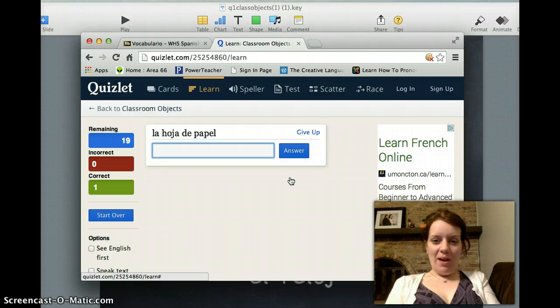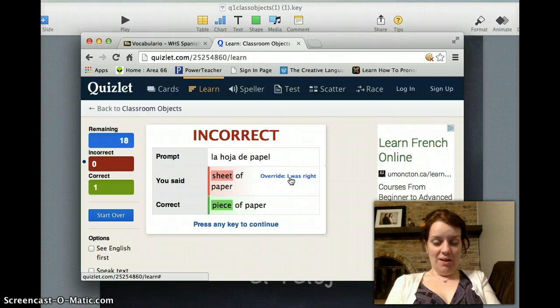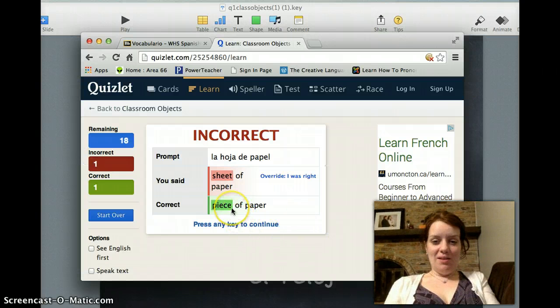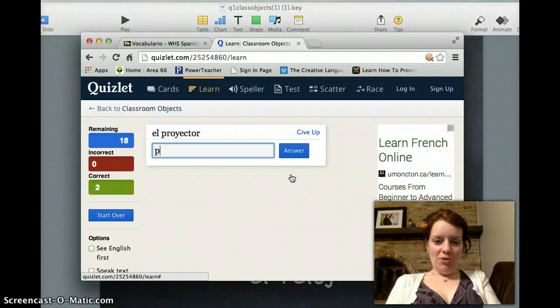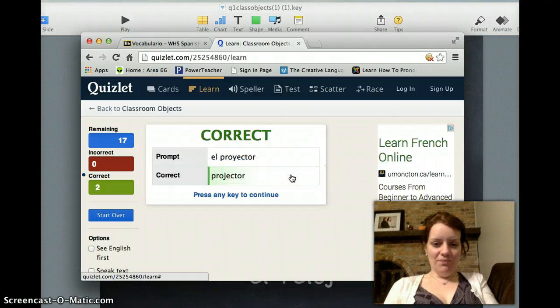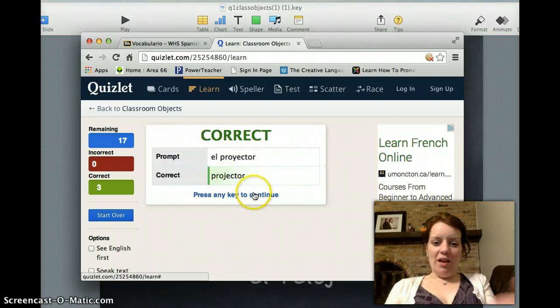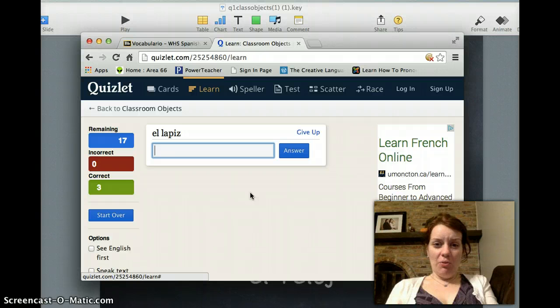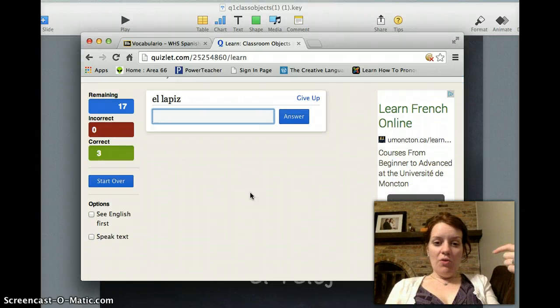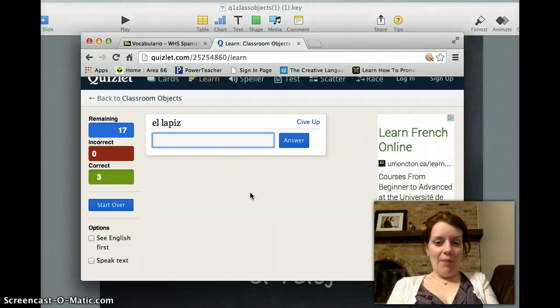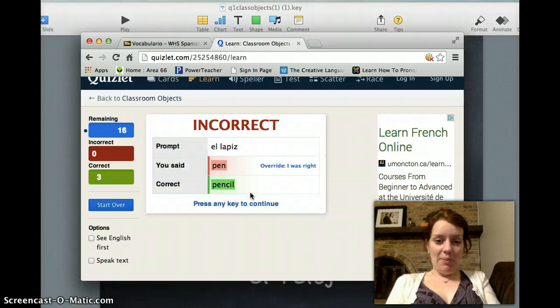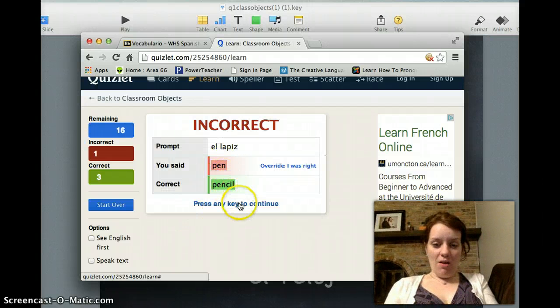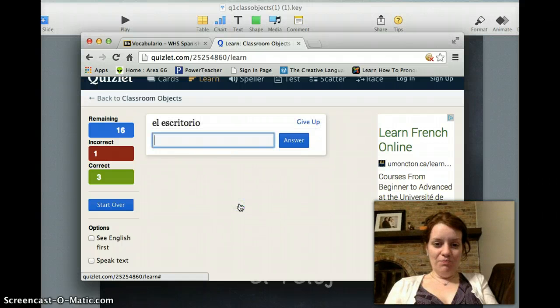La hoja de papel, same kind of thing. I would call this sheet of paper. It called it a piece of paper. Same deal. I was right. I'm just saying it slightly differently. A proyector is a projector. Got that one right. And just continue doing it until you're through all of them. Now, if you get some wrong, like if for lápiz, instead of writing pencil, I write pen, I'm going to get that wrong. So I need to continue.